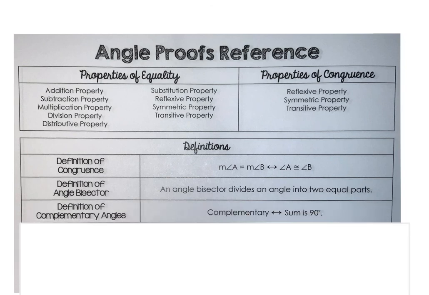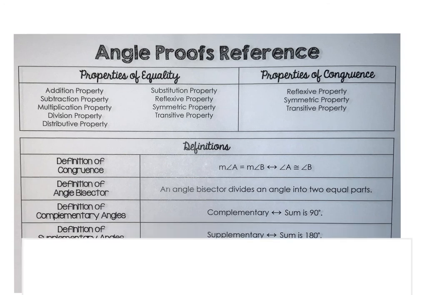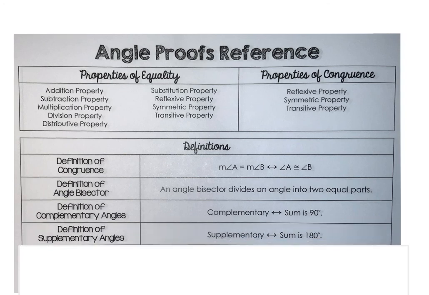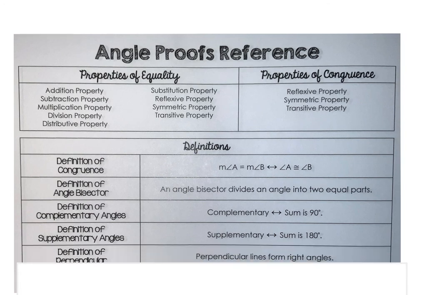Complementary angles we talked about. If they're complementary angles and their sum is 90, you notice that little double arrow here? That means it works both ways. If the sum of the angles is 90, then they're complementary. Sometimes in a proof, they will tell you that angles are complementary, then you know that they add up to 90. Or sometimes you'll be trying to prove that they're complementary, and you'll get to that they add up to 90, and then you can say, well, then they're complementary because of the definition of complementary. Supplementary is the same, except it's 180.